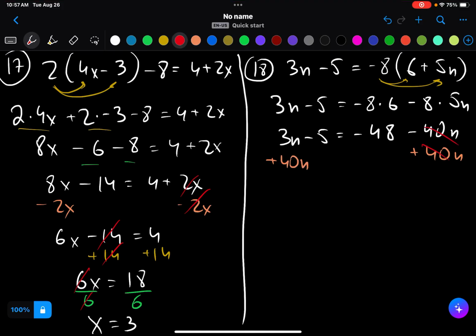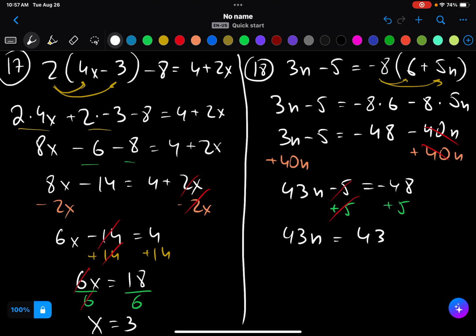So that's gone. Now you have 43n minus 5 equals negative 48. Now get rid of that negative 5 by adding 5 to both sides. So that's gone here. So 43n is going to equal a positive 43. Hey, that works out. Lovely. So now just simply divide by 43 on both sides. And n is just going to be 1. That's number 17 and 18.